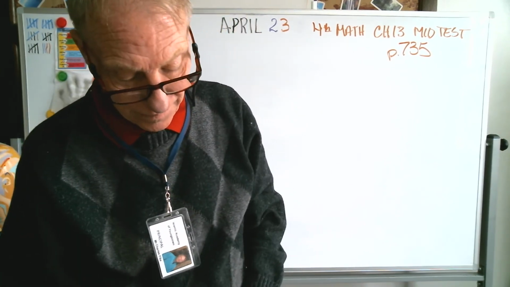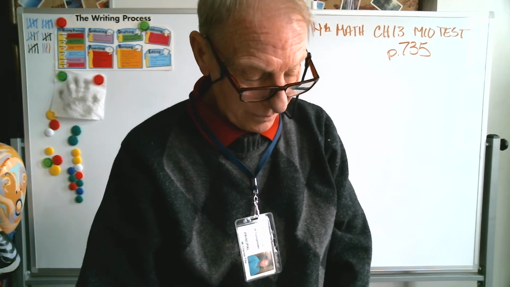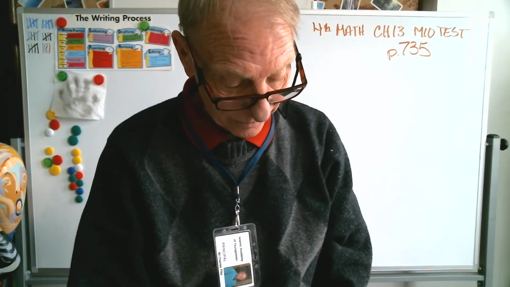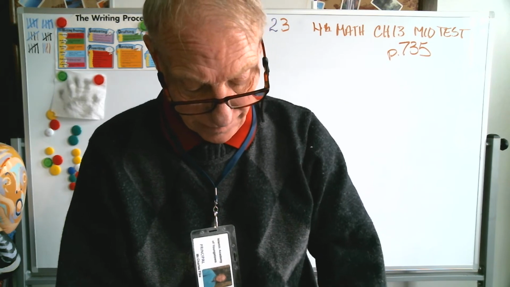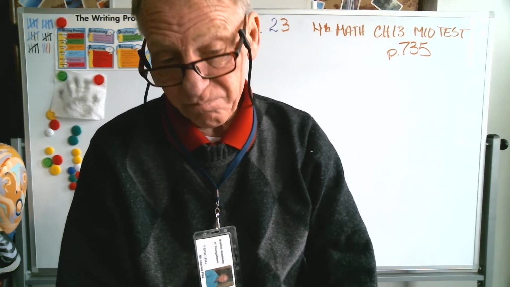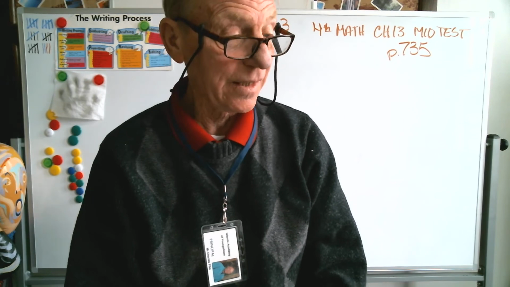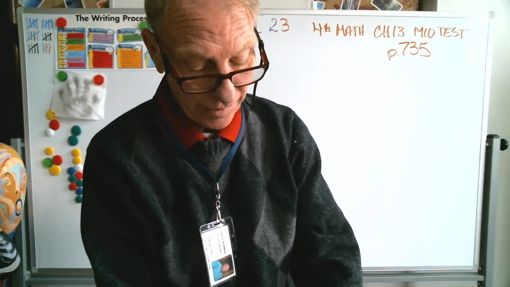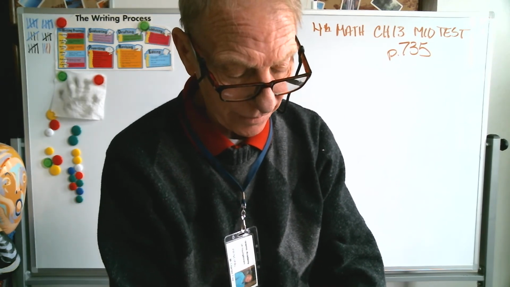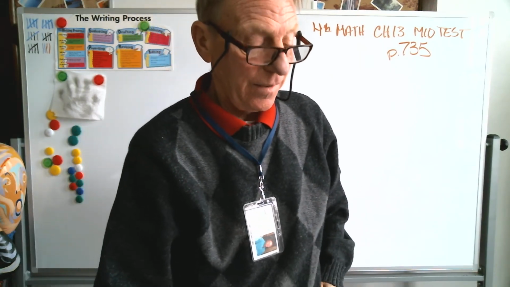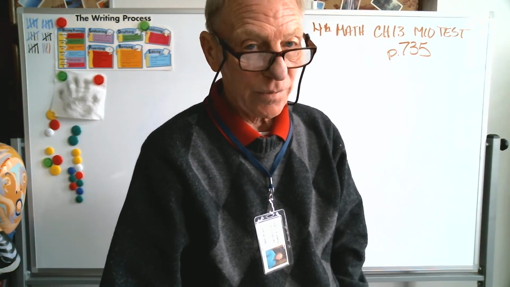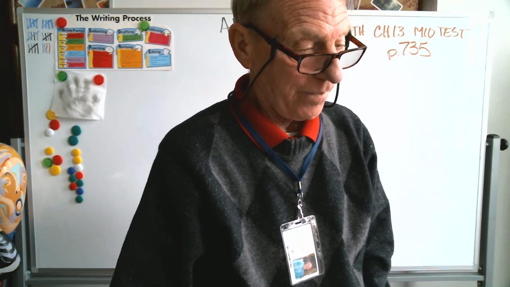Just break them into 2 rectangles. Number 8 would be 2 rectangles, and number 10 would also be broken into 2 rectangles. And you just got to figure out what the dimensions are, multiply those dimensions, length times the height. Length times height equals area.